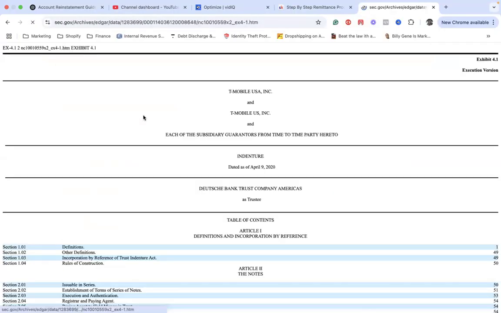Now we're going to go to T-Mobile. We see T-Mobile USA Inc. and T-Mobile US Inc. and each of the subsidiary grantors from time to time party hereto, indenture trustee. Now, the actual trustee is Truist Trust Company, Americas. So if you have a T-Mobile bill, this is who you're sending notice to. I would send notice to both. I would send the power of attorney to T-Mobile Inc. and I would send it to the trustee company in Americas. But this is how you find it.